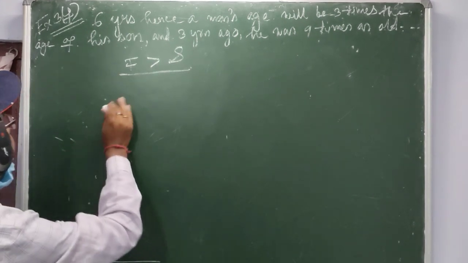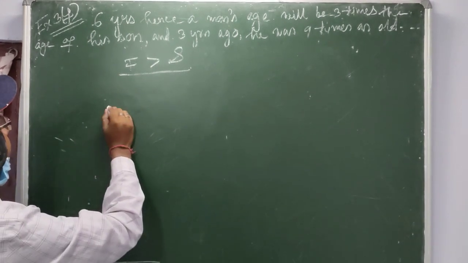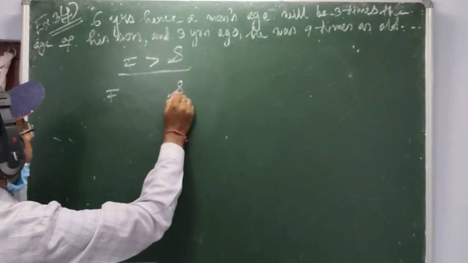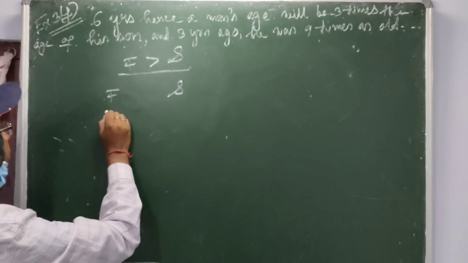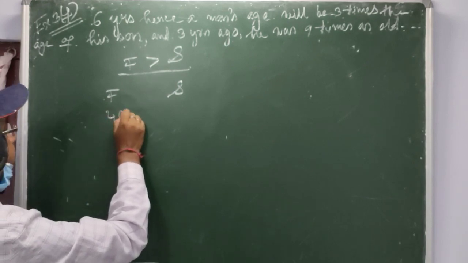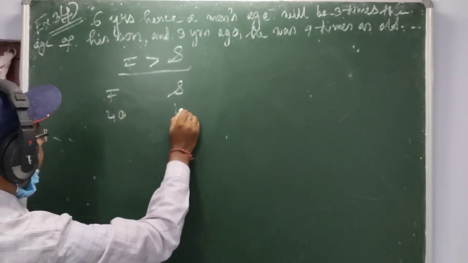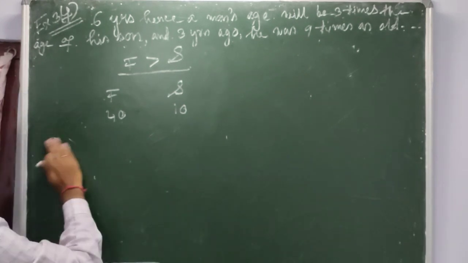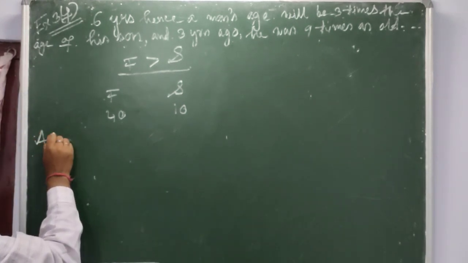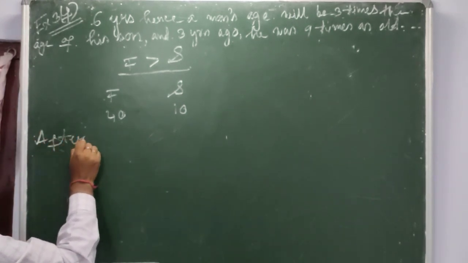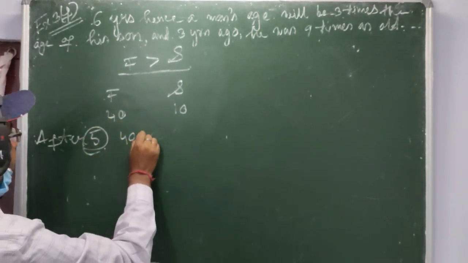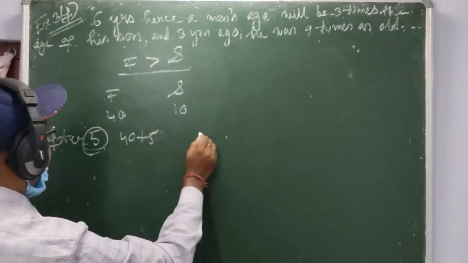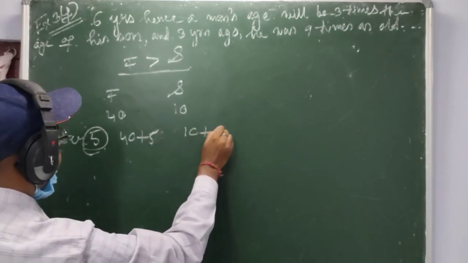For example, father and son. Father, suppose, is say 40 years and son is say 10 years. Now suppose after 5 years, father will be 40 plus 5 and son will be 10 plus 5.